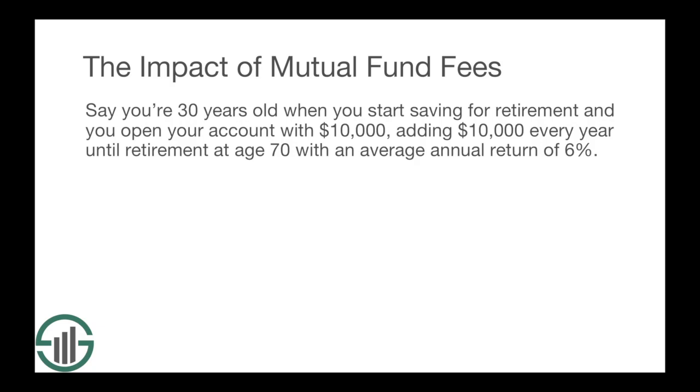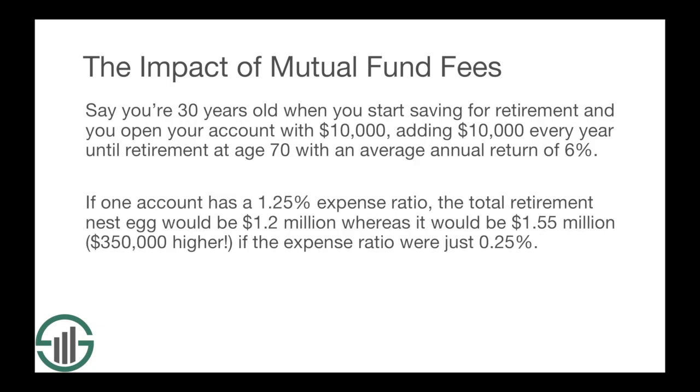Say you are 30 years old when you start saving for retirement, and you open your account with $10,000, adding $10,000 every year until retirement at age 70, with an average annual return of 6%. If one account has a 1.25% expense ratio, the total retirement nest egg would be $1.2 million, whereas it would be $1.55 million, or $350,000 higher, if the expense ratio were just 0.25%.